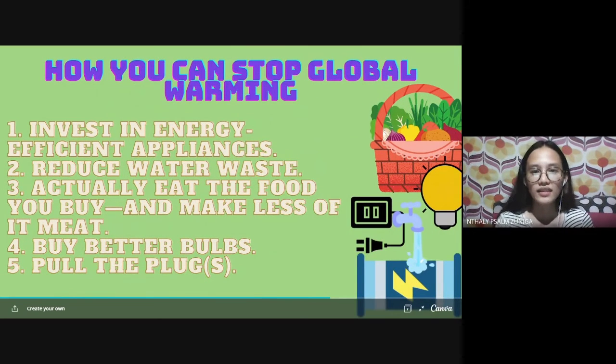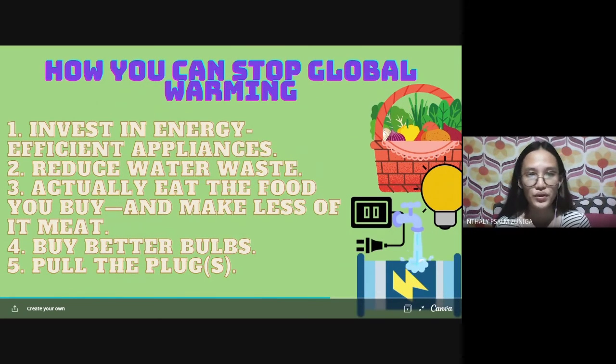Lastly, these are the things that may stop or reduce global warming. First is to invest in energy-efficient appliances. When shopping for refrigerators or washing machines and other appliances, we must look for the Energy Star label. It will tell you which are the most efficient.